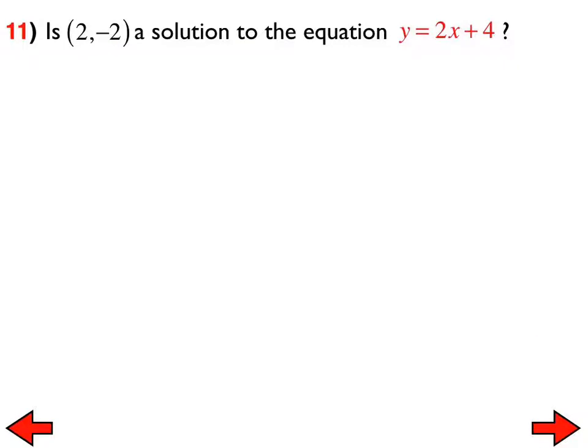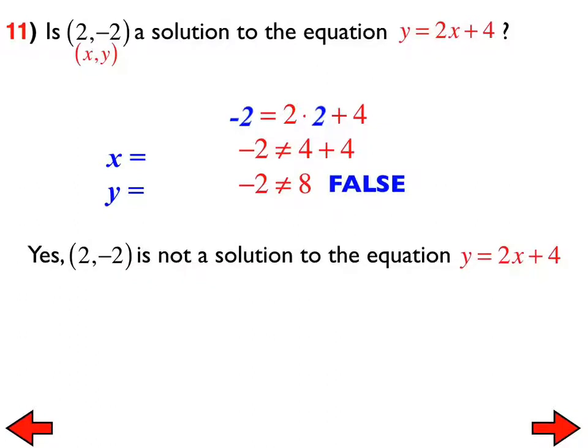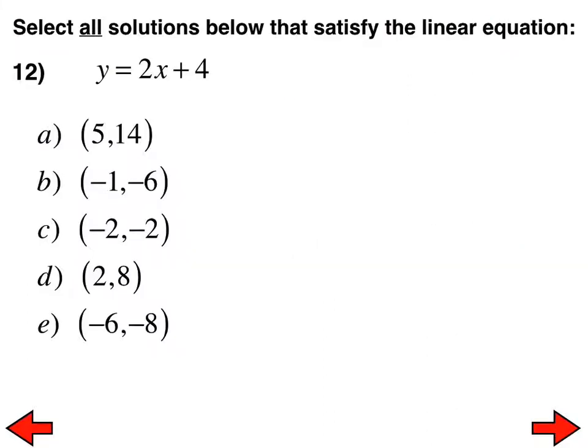But number 11, is 2 comma negative 2 a solution, yes or no? No. I mean, it's very simple. If you plug 2 in for x and negative 2 in for y, if it makes a true statement, it is. And if it doesn't, then it's not. And in this case, when we substitute those two values in, that does not make a true statement. That's not a solution. And so also that means 2 comma negative 2, if you were to graph y equals 2x plus 4, it would not be on the graph. All solutions of a linear equation, if you graph it, will lie on the graph.